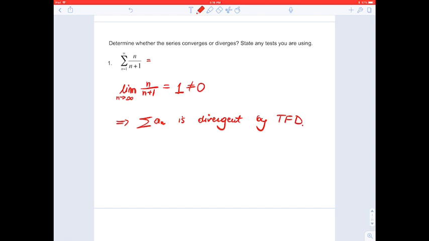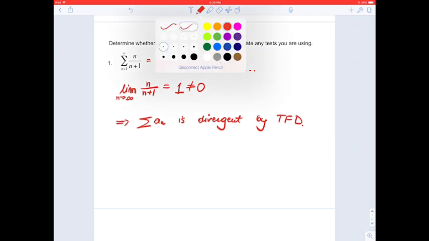We can try to prove it numerically. I will expand this summation. The first term is 1 over 2 plus, because that's what sigma is telling me to do, add, and then 2 over 3 plus 3 over 4 plus 4 over 5, and then I can keep working.